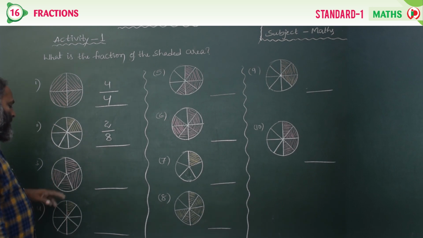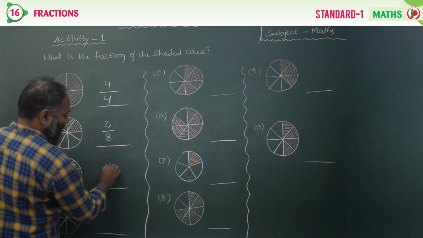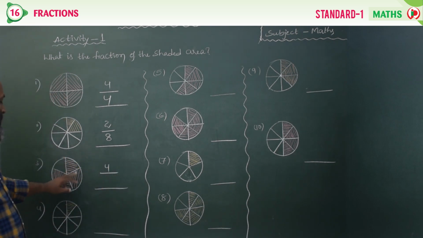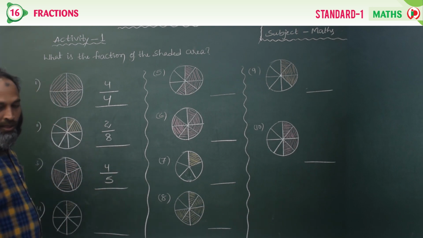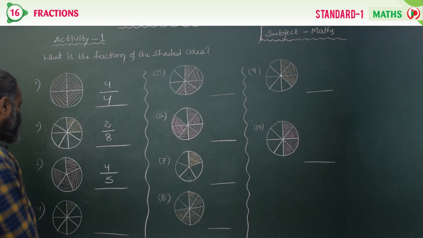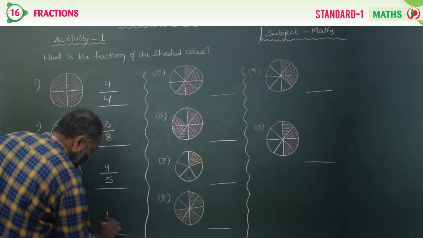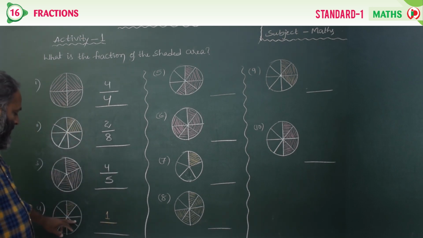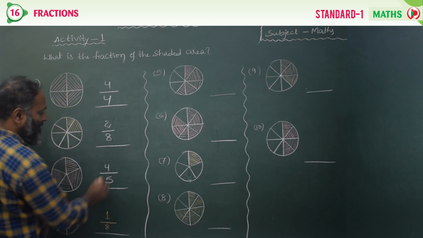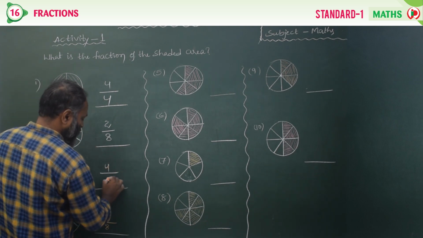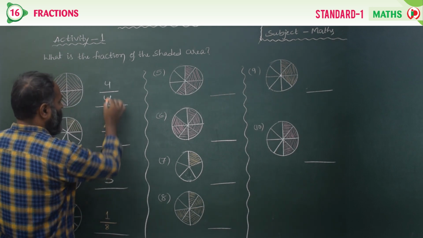Here, how many parts are shaded? 1, 2, 3, 4. 4 parts shaded by total parts 1, 2, 3, 4, 5. Okay, now after this, how many parts are shaded? 1 part is shaded out of 1, 2, 3, 4, 5, 6, 7, 8, so the fraction is 1 by 8. Here the fraction is 4 by 8, here 4 by 5, here 2 by 8, and here 4 by 4.